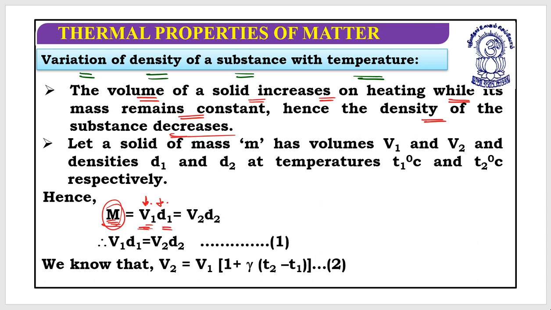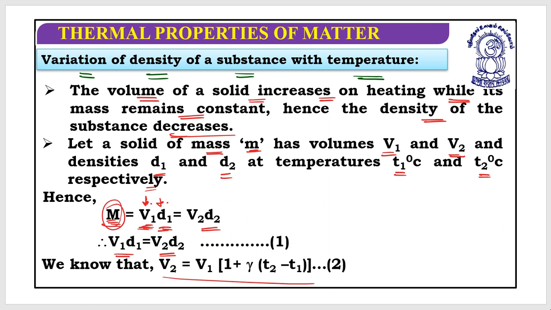So let's understand that a solid is there, having a mass m, and it has volumes V1 and V2 at different densities D1 and D2 at temperatures of T1 degree Celsius and T2 degree Celsius respectively. Then the mass equals volume 1 into density 1, which equals V2 D2. So V1 D1 equals V2 D2. V1 is the initial volume, D1 is the initial density, V2 is the final volume at temperature T2 degree Celsius, and D2 is the density at T2 degree Celsius.